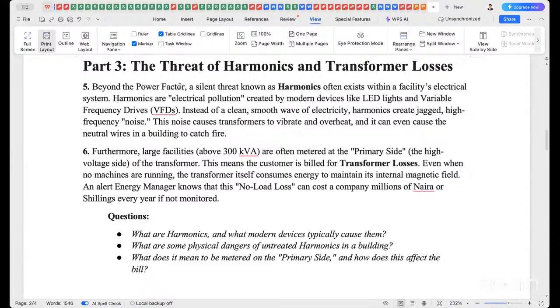So let's move to the third part that affects our energy costs, as energy managers, and this is what we call harmonics. Many people have heard about harmonics, or may not have even heard about it. But how does harmonics affect our power cost, and what is harmonics? Now, let's have someone read this part 3 for us. Dennis, please. Read the part 3.